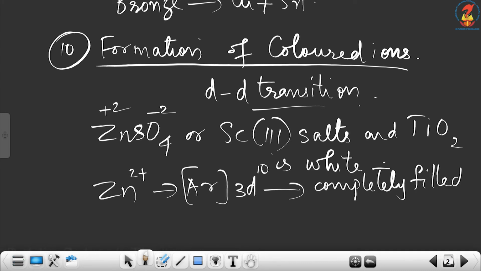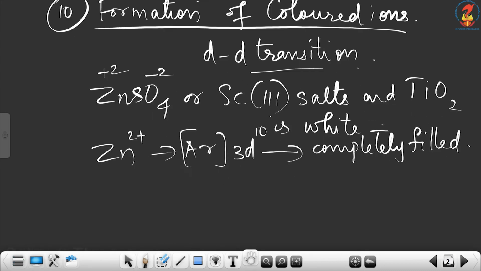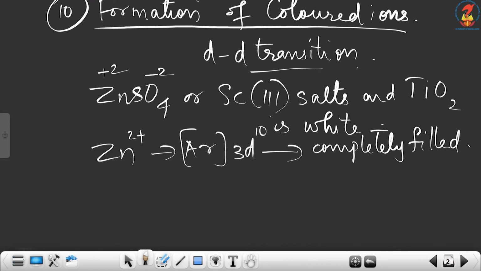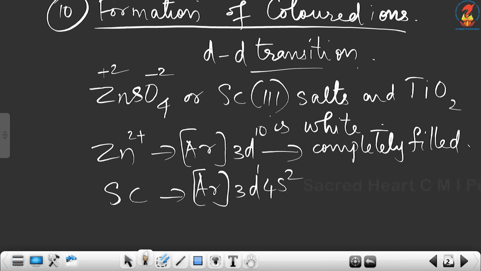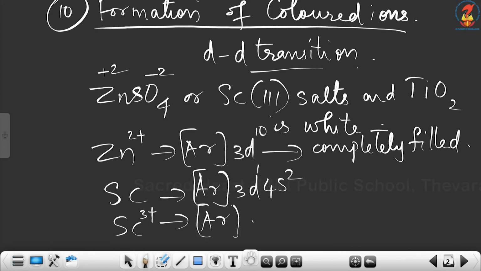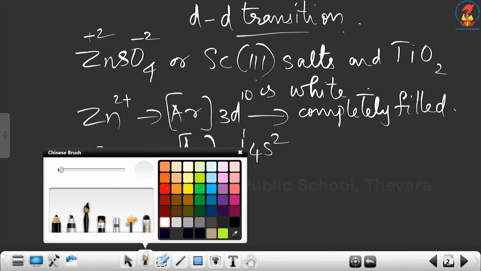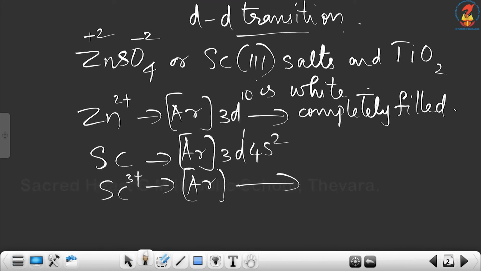Completely filled d orbital. Now, the next is scandium 3+ salts. Scandium has the electronic configuration argon 3d1 4s2. Scandium 3+ will have the configuration of argon. Is any d electron unpaired? No. So, this is also colorless because it has a stable noble gas configuration.